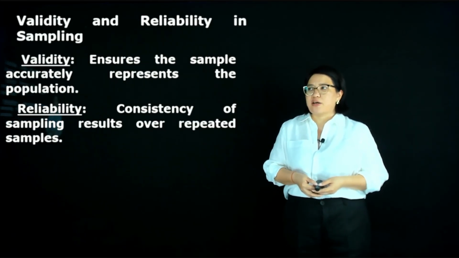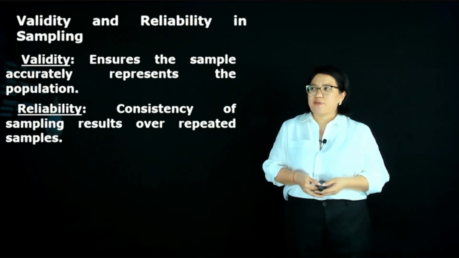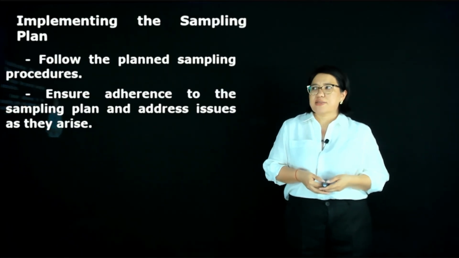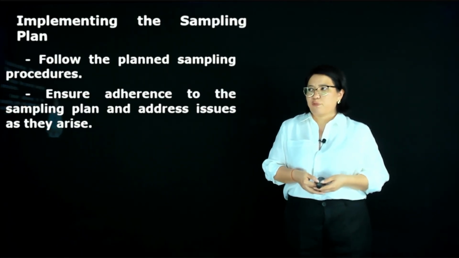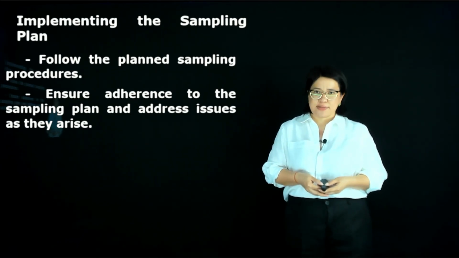Validity and reliability in sampling. First, validity ensures that the sample accurately represents the population. Reliability is the consistency of sampling, meaning the results of repeated samples. Implementing the sampling plan means following the planned sampling procedures, ensuring adherence to the sampling plan, and addressing issues as they arise.